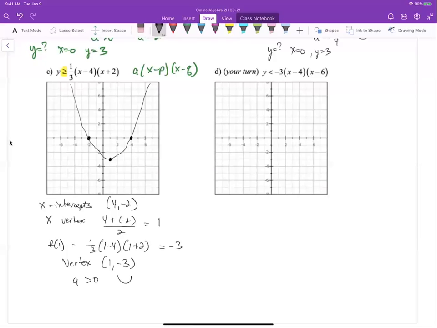Now we have to decide which area to shade. It is shaded above because we have greater than.